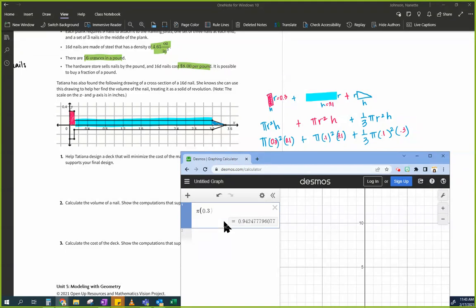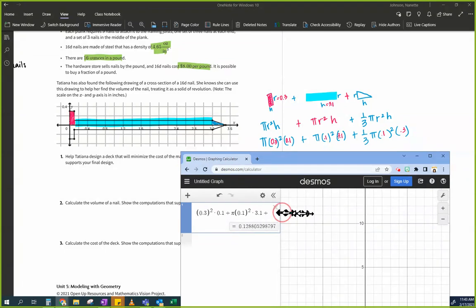So pi times 0.3 quantity squared times 0.1, plus, I'm going to plug this whole thing in, pi times 0.1 squared times 3.1, plus 1/3 of pi times 0.1 squared times 0.3.